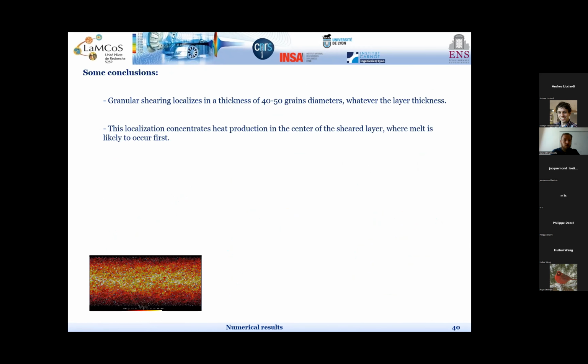Okay, so here are some conclusions about these simulations. First, we saw that granular shearing localizes in a thickness of a few grain diameters, which portrays the heat production in the center of the shear layer.